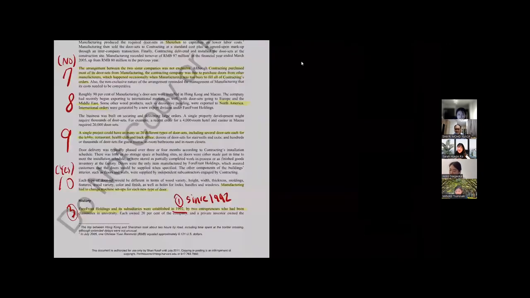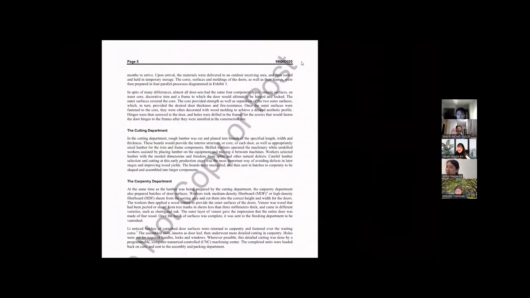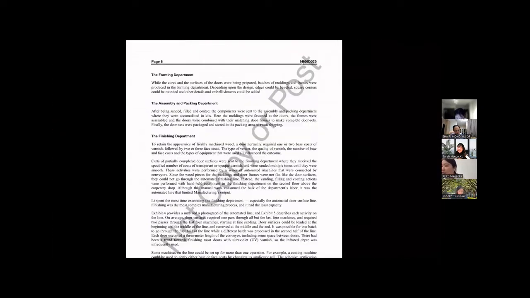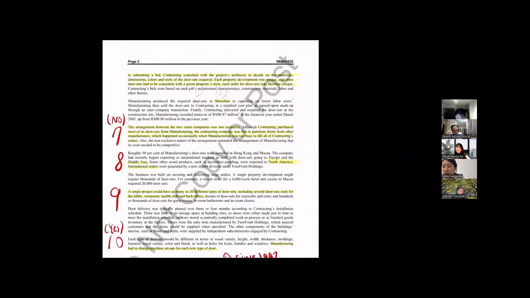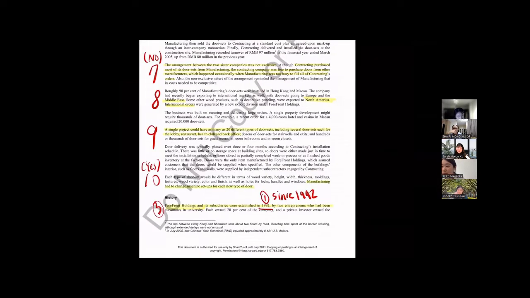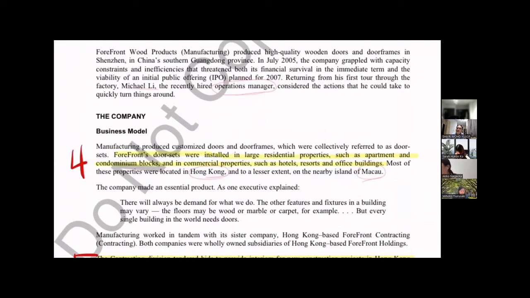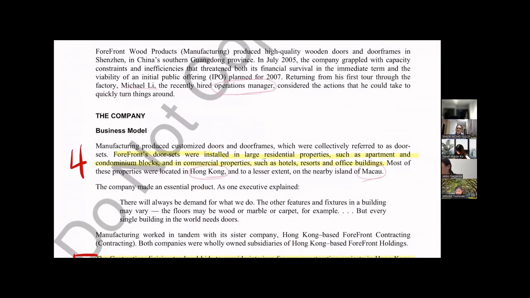This is very common. Anyway, it's okay. You have that information. Next. Okay, and the next question was, who are their customers? And we think the customers are residential properties such as apartment and condominium blocks, and commercial properties such as hotels, resorts, and office buildings.